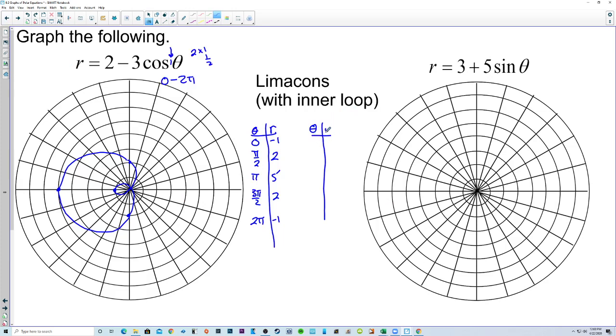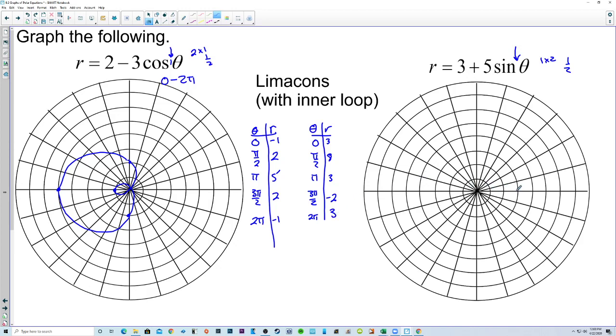Theta, r. We're going to look at this coefficient right here. That's 1, so 1 times 2. We're going to double that, and that's what we count by. Actually, the denominator, so we're going to count by pi over 2's again: 0, 1 half, 2 halves, 3 halves, and 4 halves. We plug 0 in. Sine of 0 is 0, so that's 3. Pi over 2 is 1, so we get 8 there. Pi, sine of pi is 0, so that's 3. Sine of 3 pi over 2 is negative 1, so that's negative 2. There's where we're going to get that inner loop. And then 2 pi is 0, so that's 3.